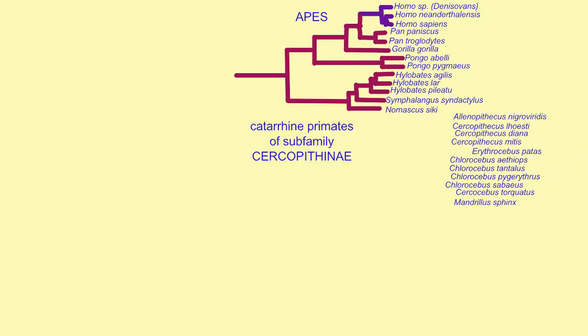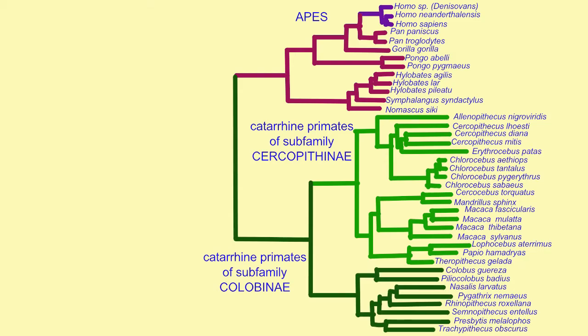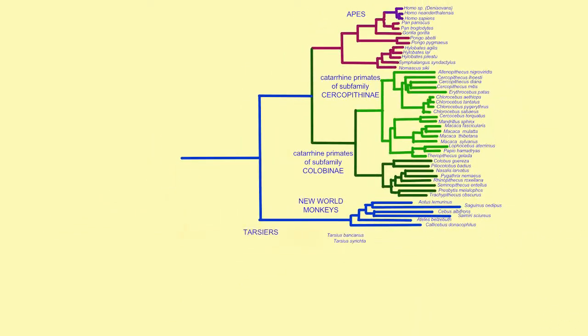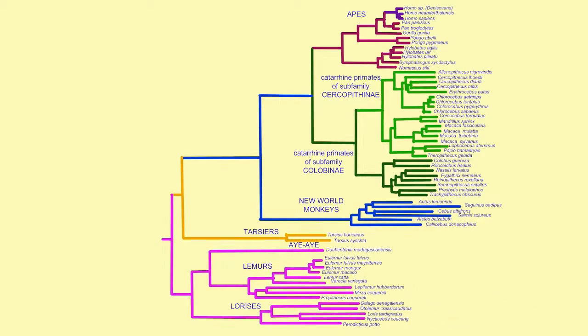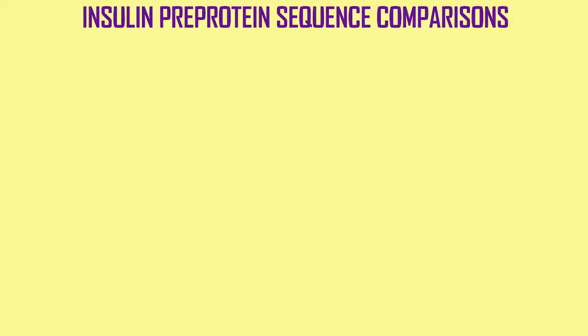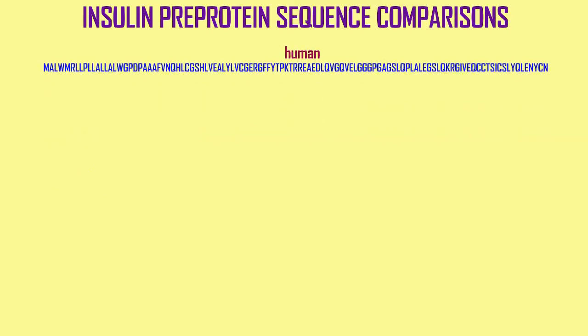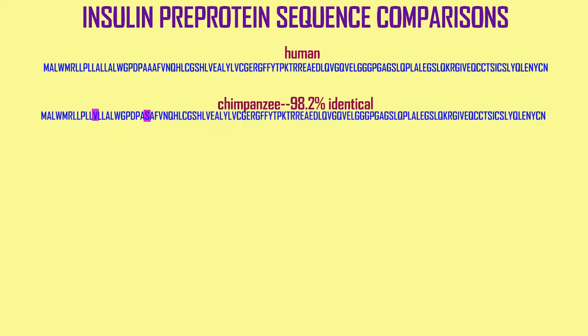Finally, if one were to compare the sequences of insulin molecules across different organisms, one would not only identify similarities. For example, chimpanzees have insulin molecules whose amino acid sequences are 98.2% identical to those of humans, but also a pattern of similarities. So for example, all of the sequences which are more than 95% identical to the human sequence are those of the apes and old world monkeys, the catarrhine primates, just as would be predicted by the evolutionary model based on other anatomical and genetic studies.